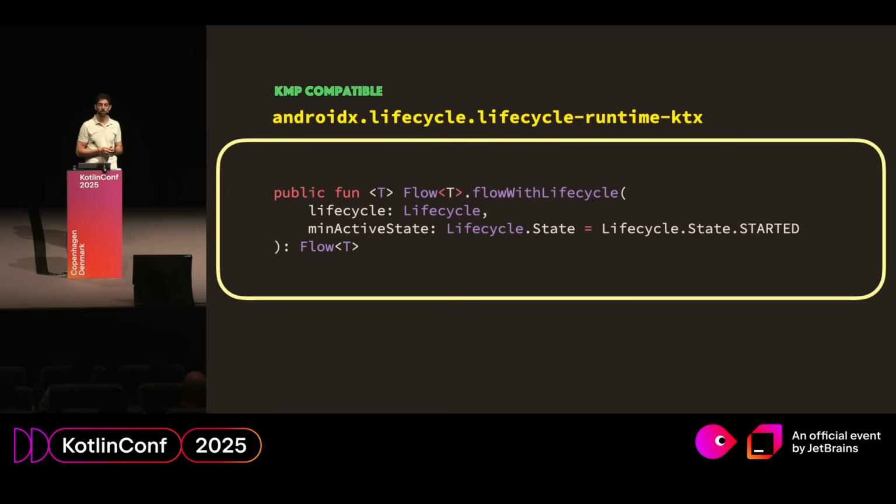The other API that we have is flowWithLifecycle. This is a flow operator, and it's going to behave in a very similar way. So we are going to pass in a lifecycle and then the min active state. It's going to start collecting from the upstream flow when the lifecycle is at least in that min active state, and it's going to cancel the collection when it falls below that. And then it's going to emit the items to the downstream flow when the lifecycle is at that particular state.